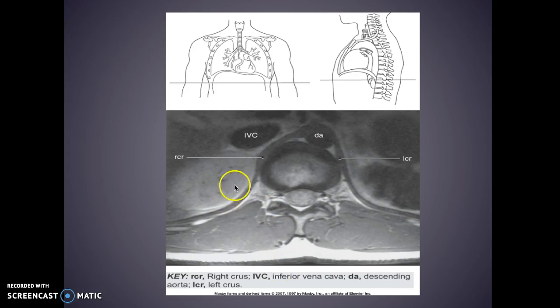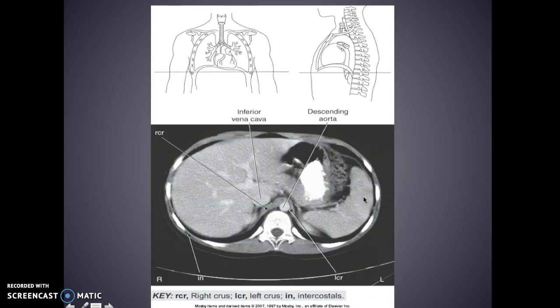So here's an axial MRI T1. So you can see your descending aorta, your inferior vena cava. Here's your right crus, and here is your left crus. So you can see them coming around. So that is actually part of your diaphragm. So here's your inferior vena cava, your descending aorta. Here's your left crus and your right crus.